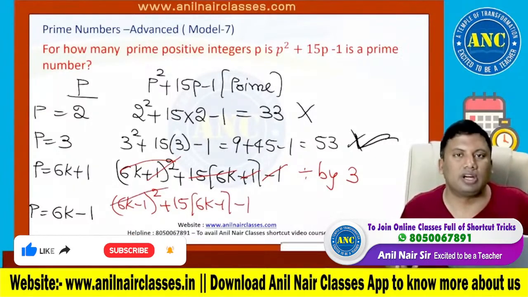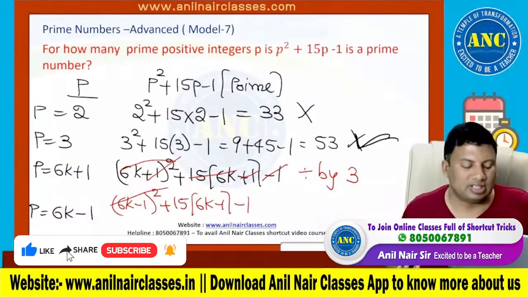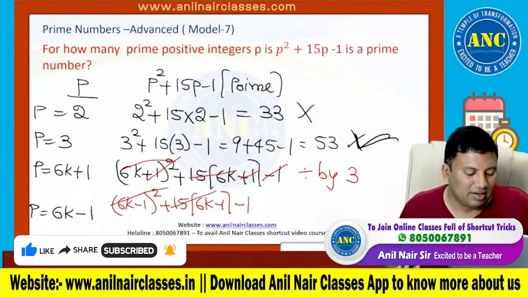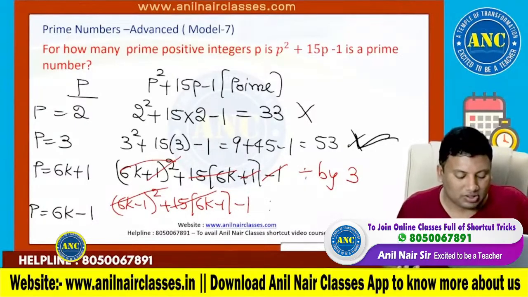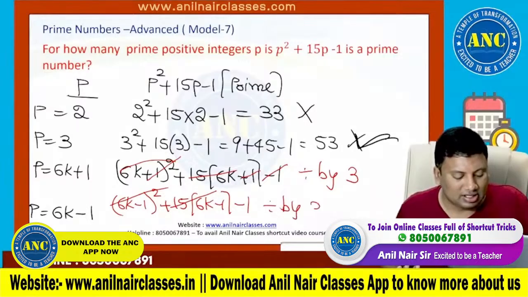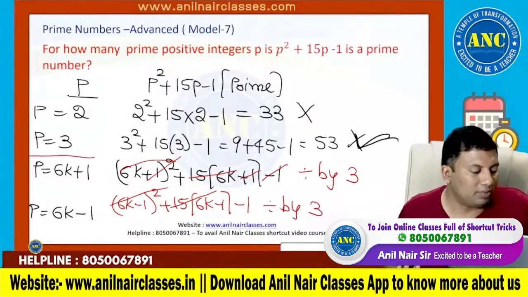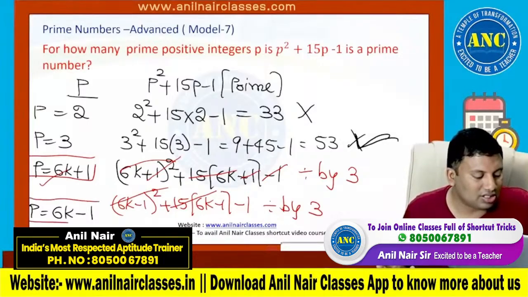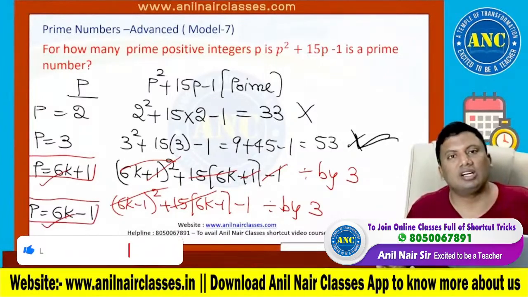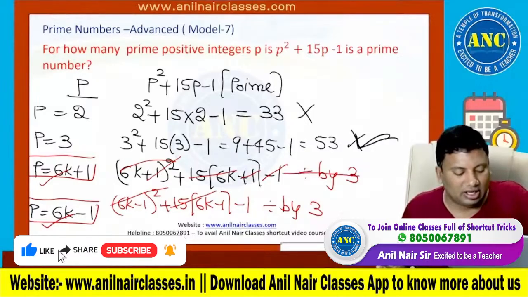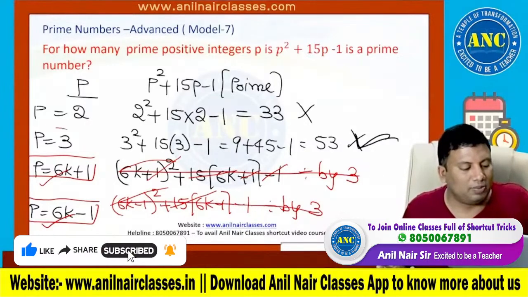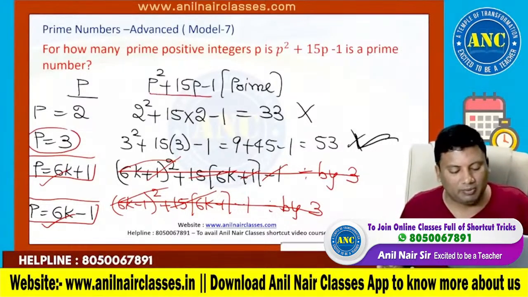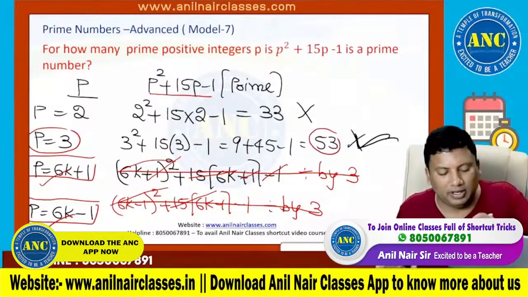6k minus 1 whole square plus 15 into 6k minus 1 minus 1. 6k whole square is divisible by 3, 2 into 6k is divisible by 3, 15 into 6k is divisible by 3, 15 is divisible by 3, plus 1 minus 1. The answer is divisible by 3. Any prime number greater than 3 is of the form 6k plus 1 or 6k minus 1. Both result in the right hand side being divisible by 3, so this cannot be prime. The value of p which makes this quadratic expression a prime number is nothing but p equivalent to 3.